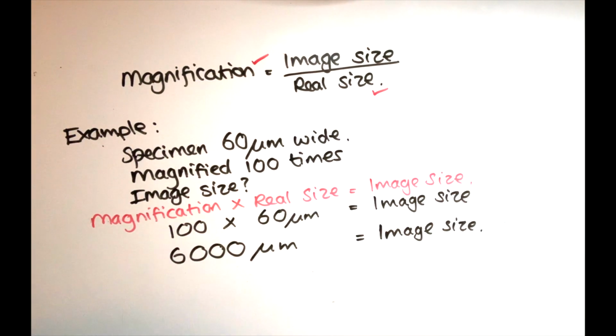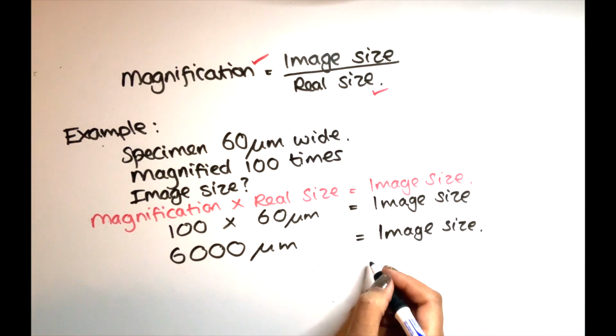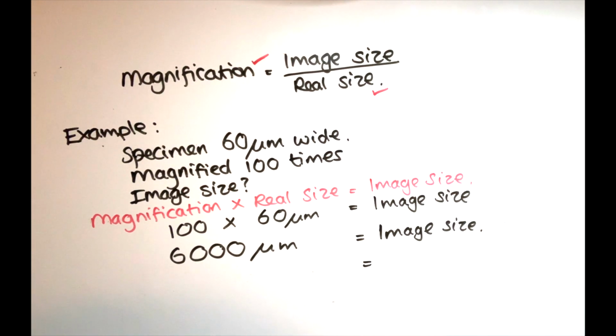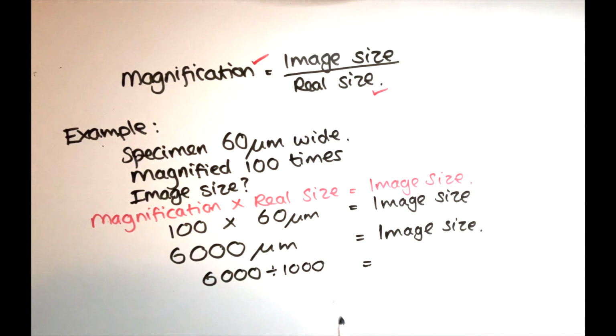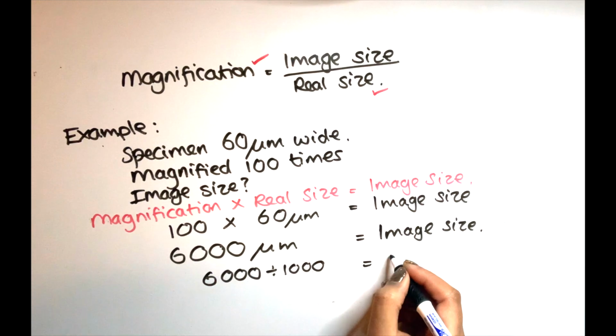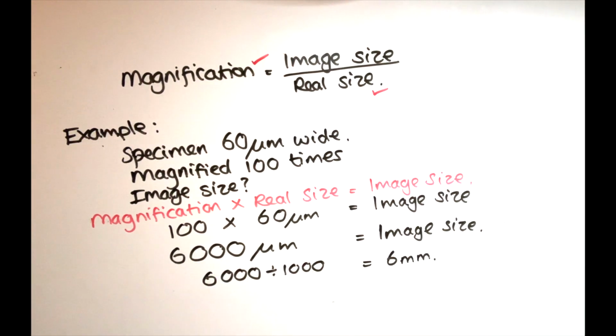Okay, now the question might ask you to give your answer in millimeters. Now the key thing about changing micrometers into millimeters is you would need to divide by 1,000, okay, to get it into millimeters. So if we needed to have this answer as millimeters, you would have 6,000 divided by 1,000, and the image size, if we did that, would end up as 6 millimeters. Okay, it is important for you to know your conversions.